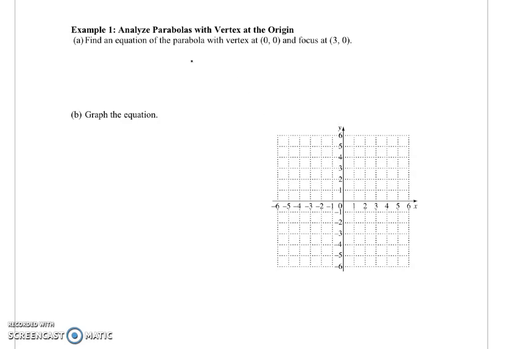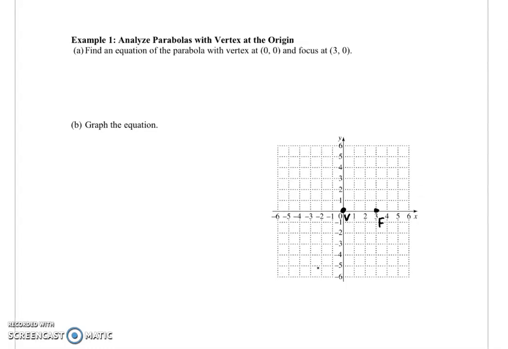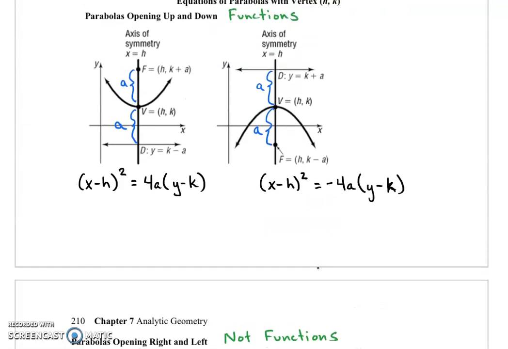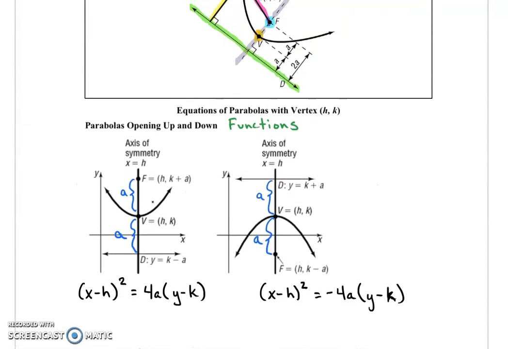So the first thing I want to do is figure out which one of those four equations I'm going to use. So I'm going to put my vertex at (0, 0). So there's my vertex. And I'm going to put my focus at (3, 0). So there's my focus.